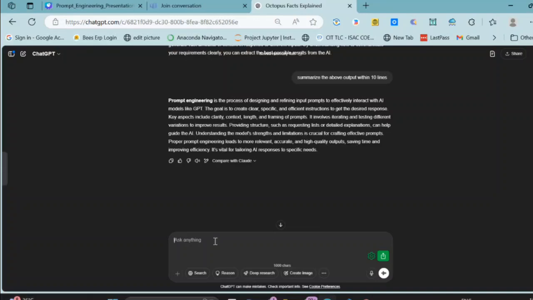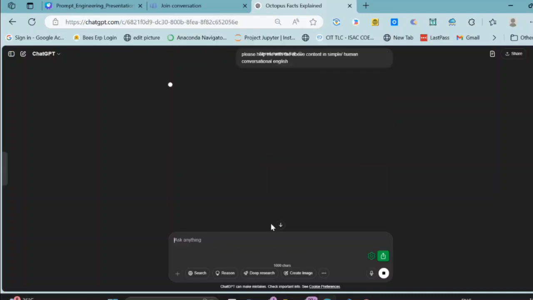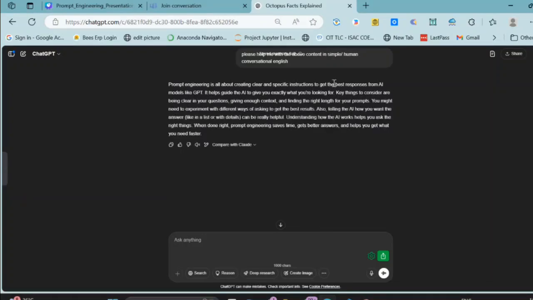In that scenario, we can do one thing. Please help me with the above content in simple human English, human conversational English. Prompt engineering is all about creating clear and specific instructions to get the desired response from AI models like GPT. It helps guide the AI to give you exactly what you are looking for.